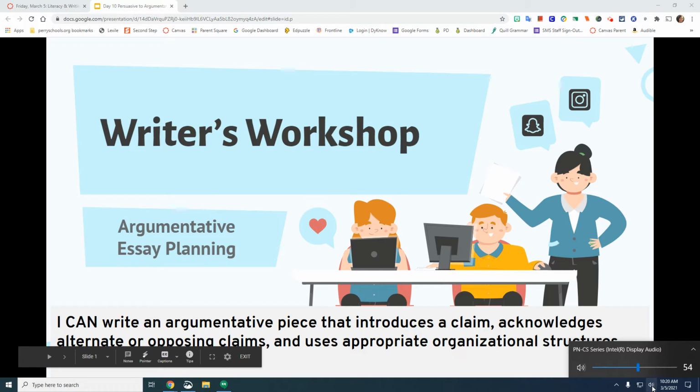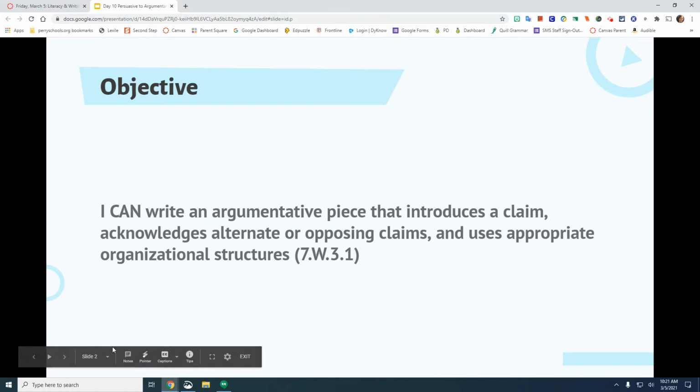Okay, today for Writer's Workshop, we are going to talk about how to turn your persuasive essay into an argumentative essay. We're going to touch on that again quickly, and you guys are going to plan your argumentative essay. So your objective: I can write an argumentative piece that introduces a claim, acknowledges alternate or opposing claims, and uses appropriate organizational structures.